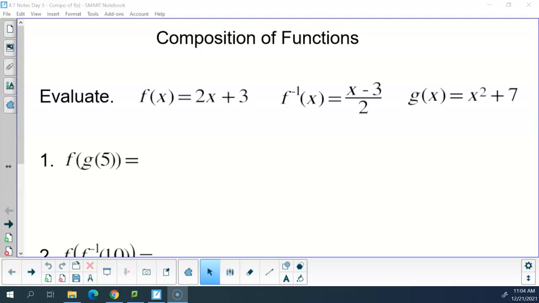First half of class, or first mod of class, first fourth of the class, if you will. Let's talk composition of functions.